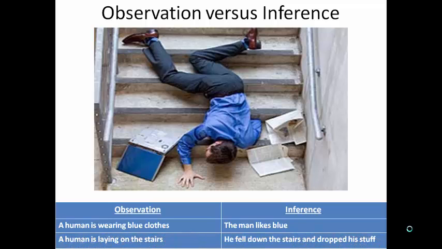Another one is a human is laying on the stairs. You can see this. He could have fallen down the stairs and dropped his stuff. He could be doing some strange art project. Perhaps he was sleeping there and he just likes to arrange his objects strangely. Of course, the obvious inference is that he fell down the stairs. But we don't know this. That's an inference. It's what we've concocted in our brains. What we can actually see is that there's a human laying on the stairs.